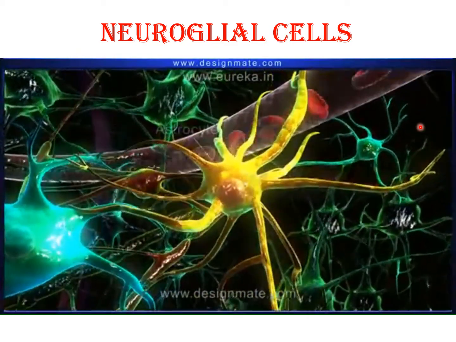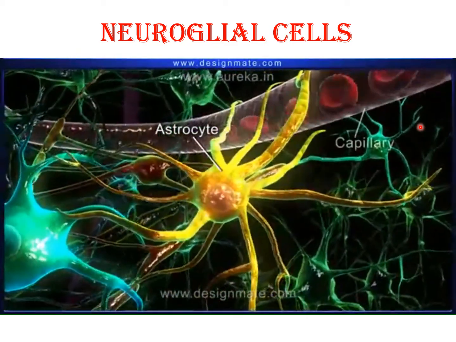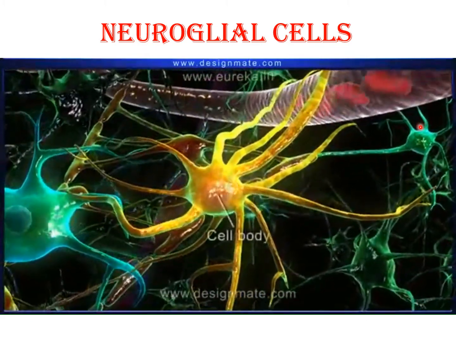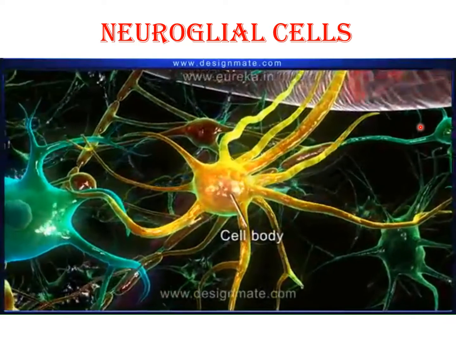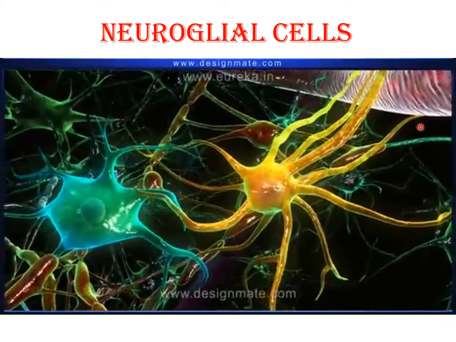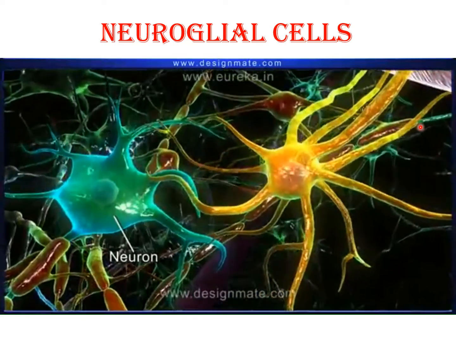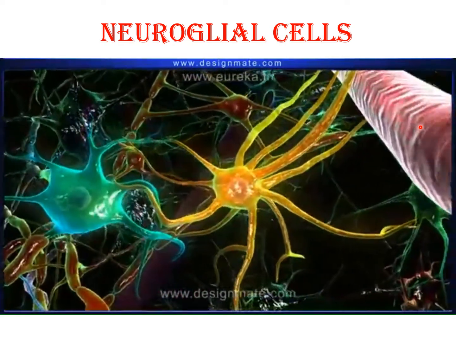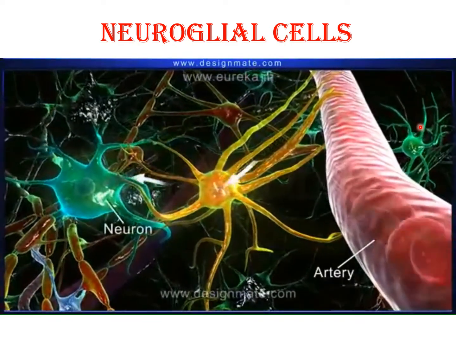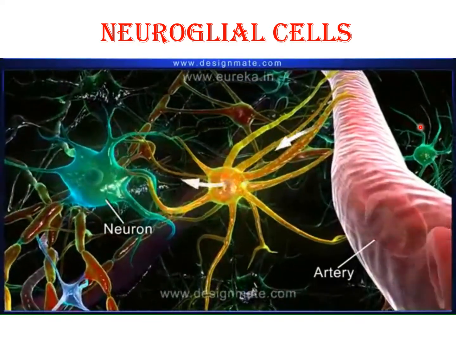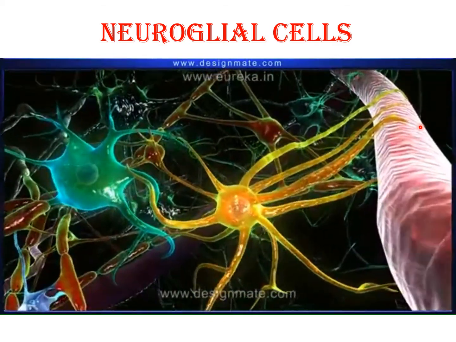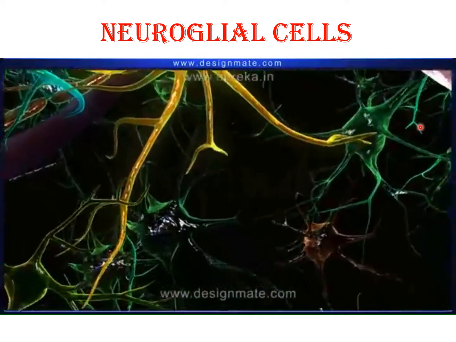There are some astrocytes which are found close to the capillaries. These astrocytes have a cell body and numerous branching protoplasmic processes which help in giving support to the neurons. It absorbs food materials from the artery and then passes them to the neuron, so it is acting as a barrier between the blood and the neuron.